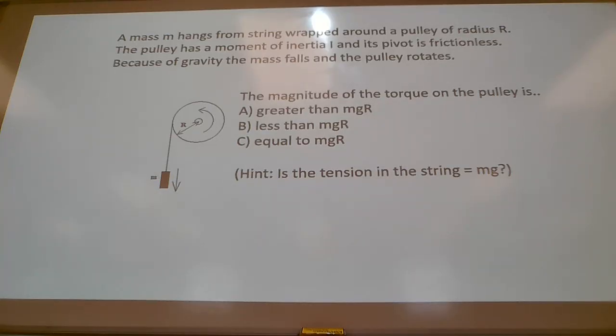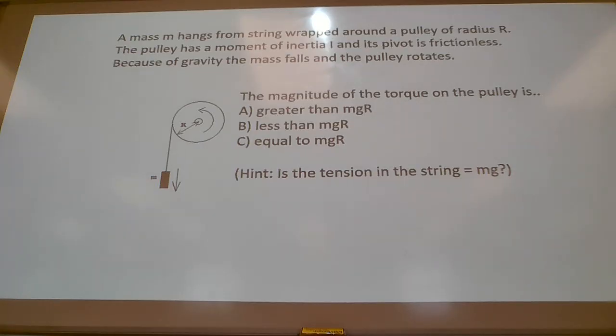Correct answer is A. You got B's and A's. Find someone you disagree with. Prove to them that you're right and they're wrong.